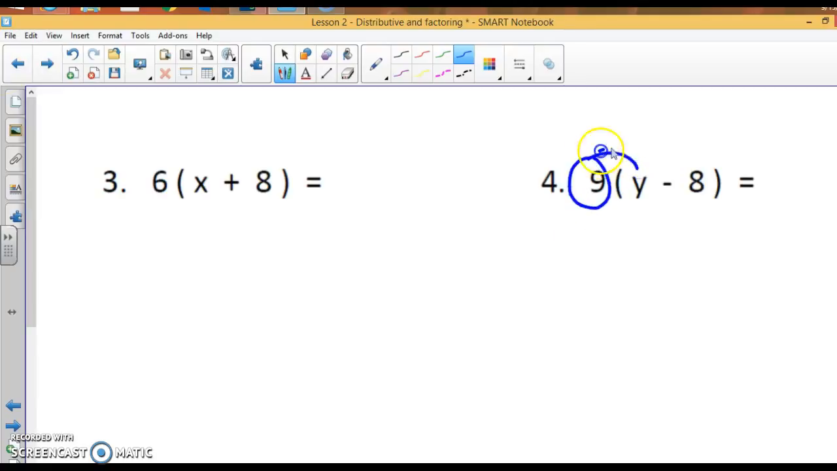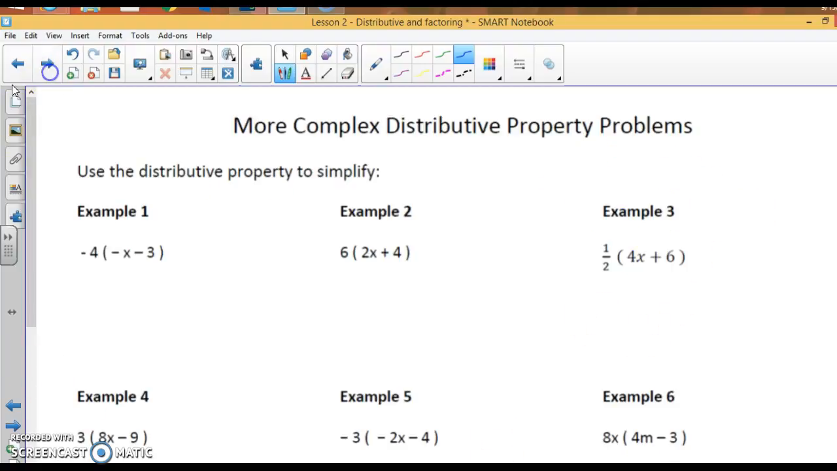9 times the quantity y minus 8. So 9 times y is 9y. 9 times negative 8 is negative 72, so minus 72. Do not write a double sign. Think of this as a negative 8, because if I wrote it as addition, I would say it's plus negative 8. Minus negative 8 is the same thing. Try not to use the double signs.